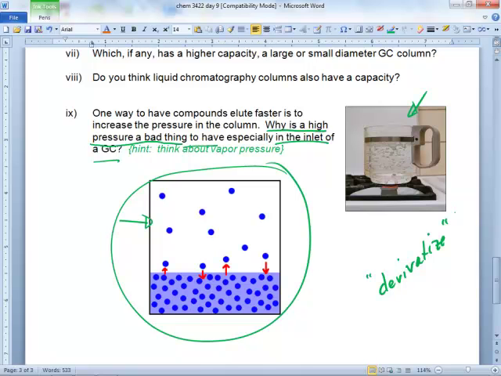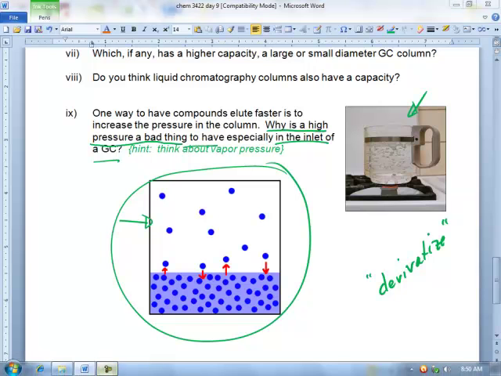Who did the Ramsey Young lab? They did it wrong. What Ramsey Young? In P-Chem.